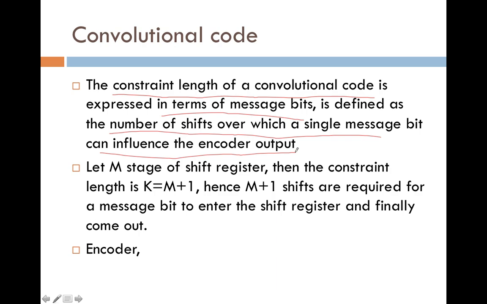For example, if the number of shift registers is m, then the constraint length k is equal to m plus 1. That means m plus 1 shifts are required for a message bit to enter the shift register and finally come out. For example, if the number of shift registers m is equal to 2, then the constraint length is 3.